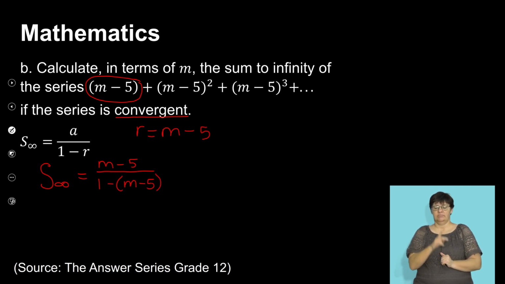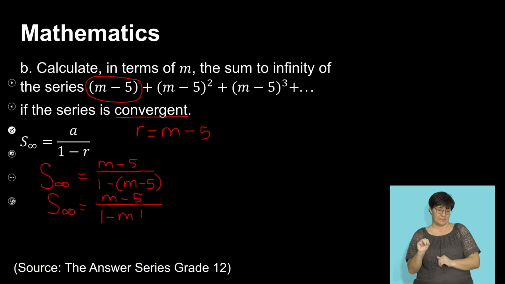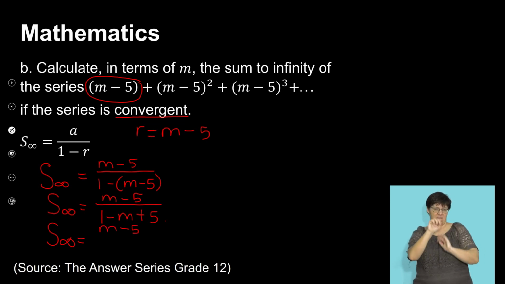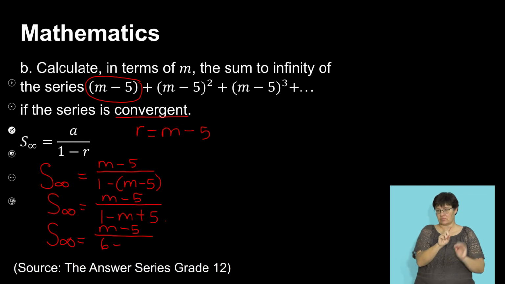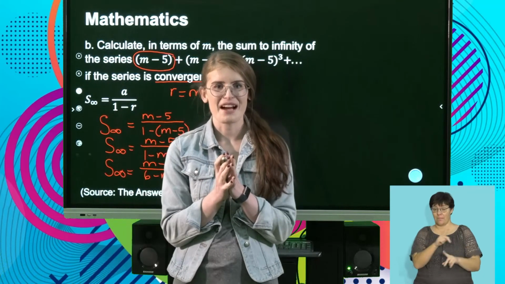So we're now going to simplify this so I can calculate the sum to infinity in terms of m. So the sum to infinity will be equal to m − 5 over 1 − m + 5. Great. So if I want to conclude, I've got the sum to infinity in terms of m will be equal to m − 5 over 6 − m. Great, everyone. I hope that everyone's comfortable so far.